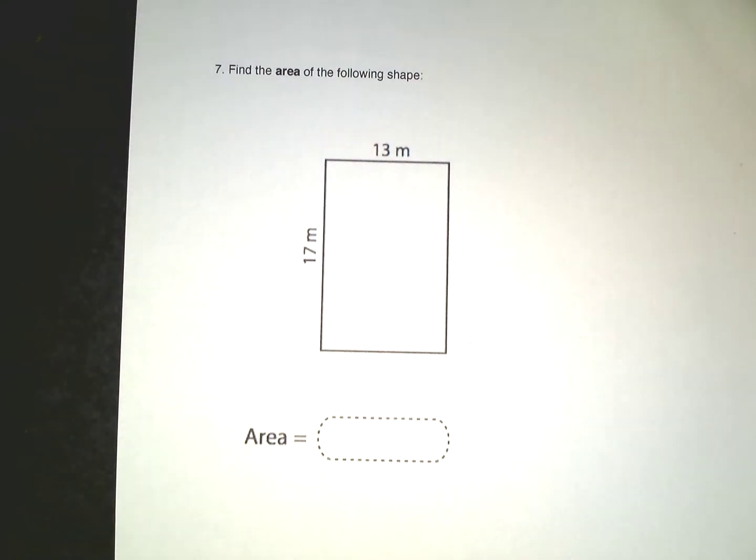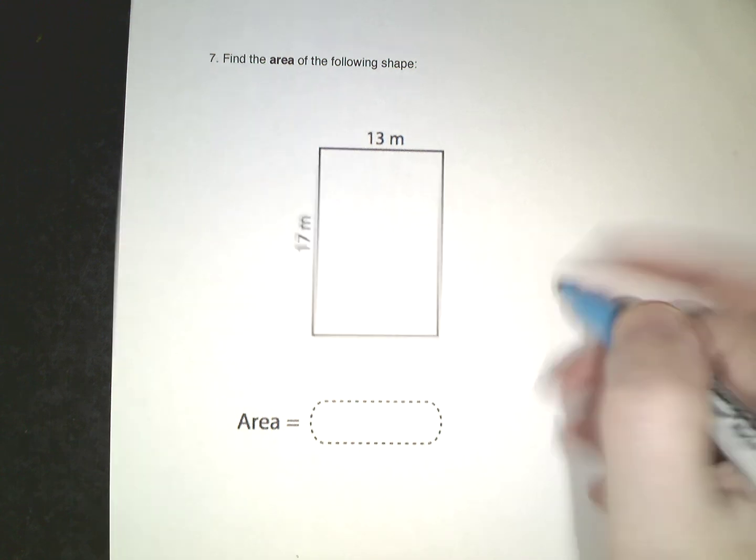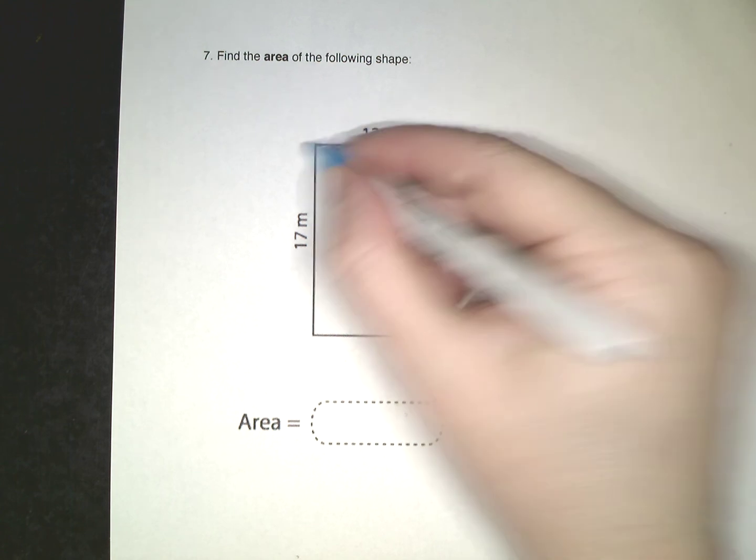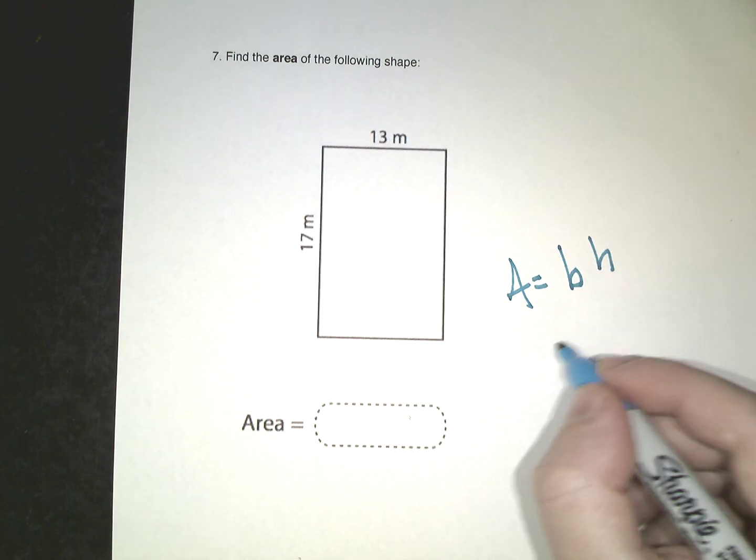Area of a rectangle, right? It says area of the following shape. I make it tricky. I don't tell you what the shape is, but you should know area. This is a rectangle, and area of a rectangle is base times height. I'm going to make my base 13. I'm going to take my height and make it 17.